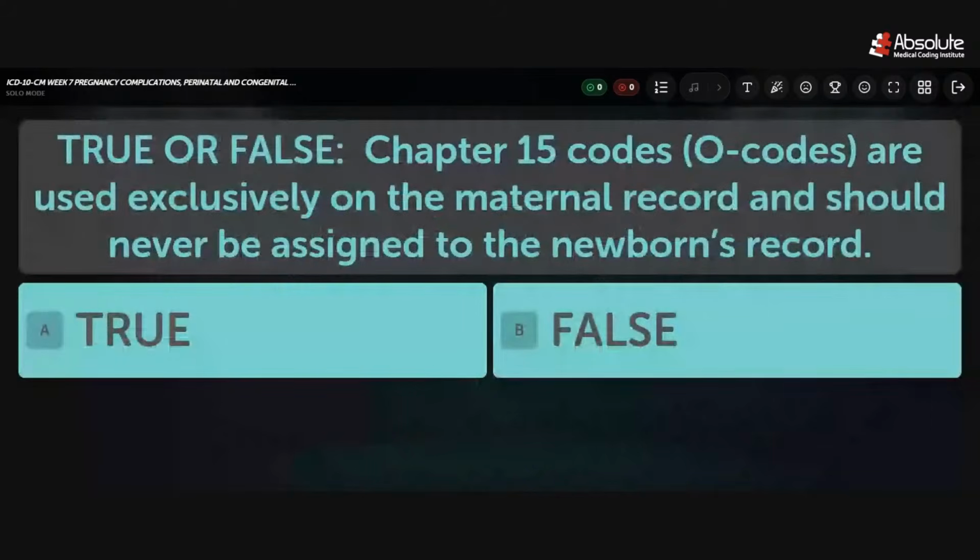True or false? Chapter 15 codes, or O codes, are used exclusively on the maternal record and should never be assigned to the newborn's record. True or false? I'll always give you about 30, 40 seconds to put your answers in the chat, and then we will go over the answer.